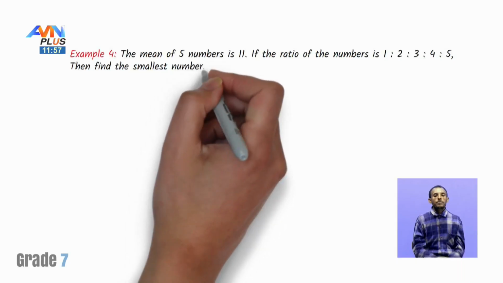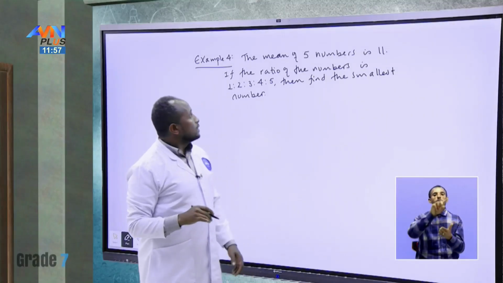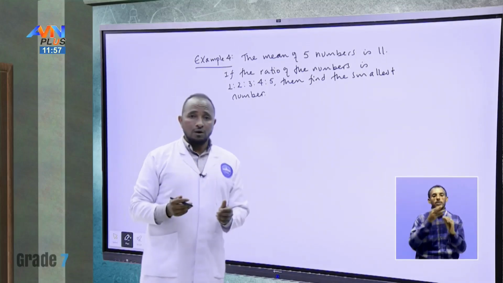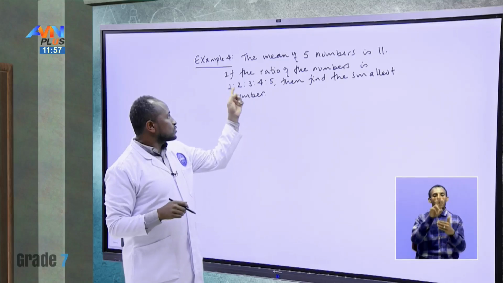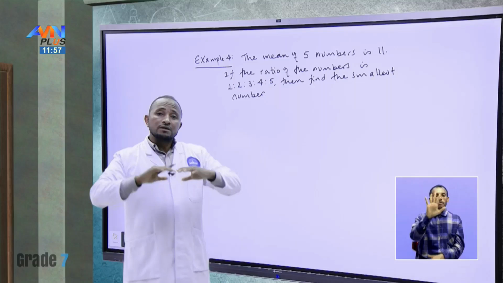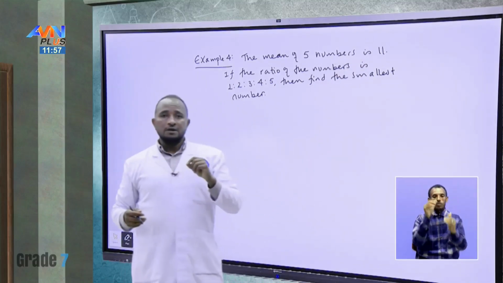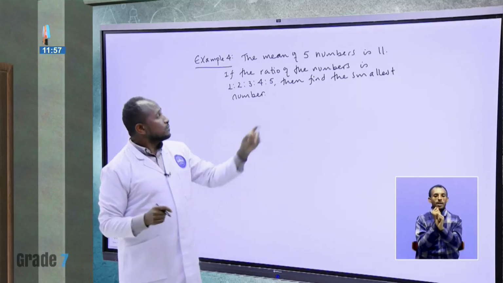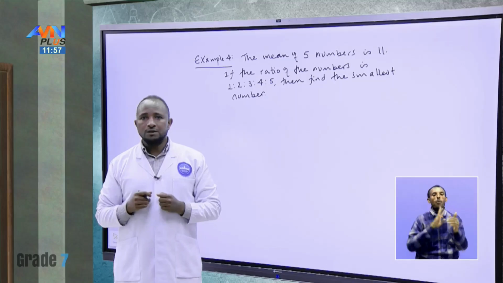Find the smallest number. Here in this question we have 5 numbers, but the numbers are not known. The numbers are in the ratio of 1 to 2 to 3 to 4 to 5, and the mean of these numbers is given to be 11, and we are asked to find the smallest of these numbers. So how do we do this question?